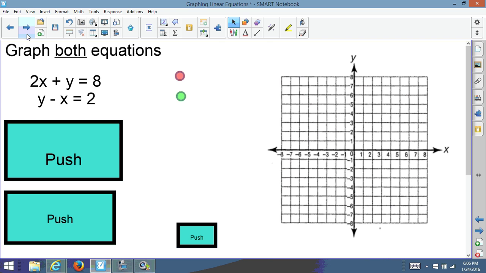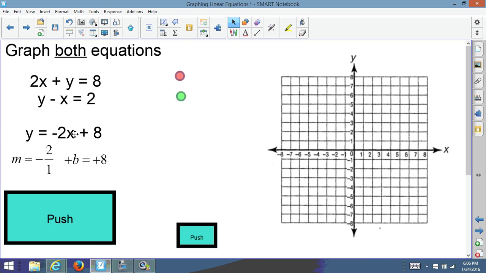I want to take it one step further. I want to graph 2 equations. So here I have 2x plus y equal 8. I want to first change that into y equal to, so I can have my slope-intercept form of equation. So I would subtract 2x from both sides, leaving me with y equal negative 2x plus 8.